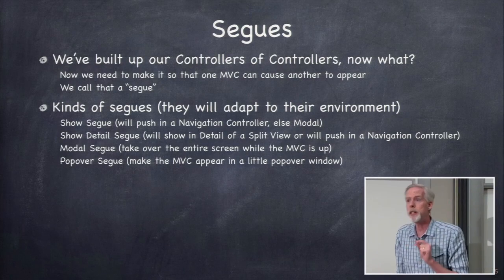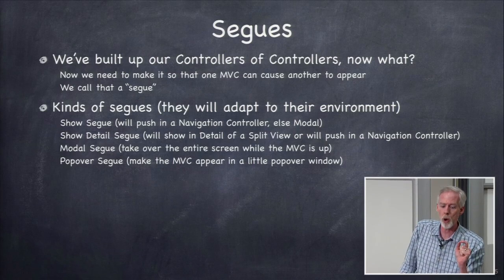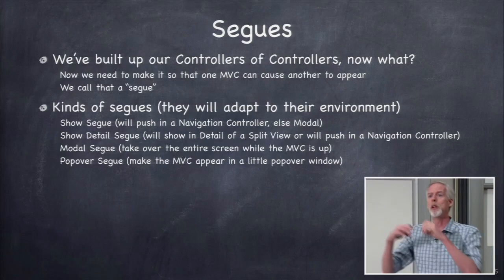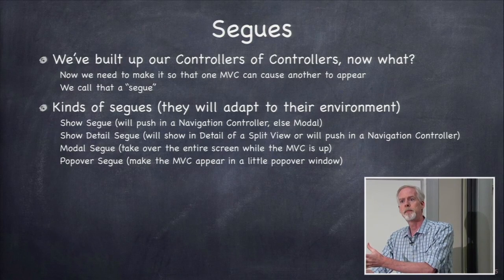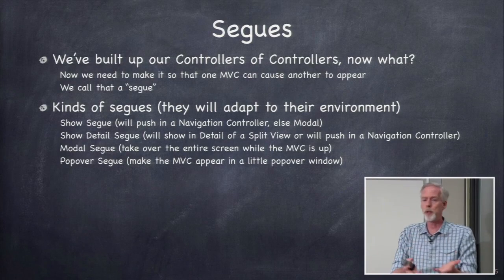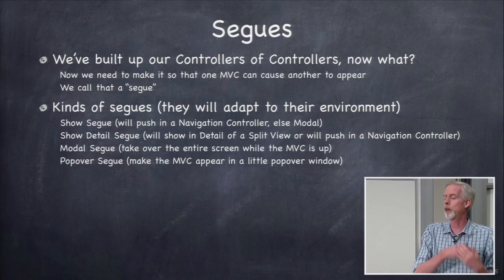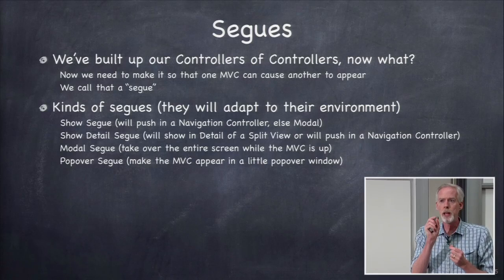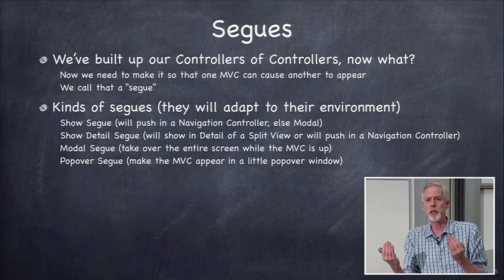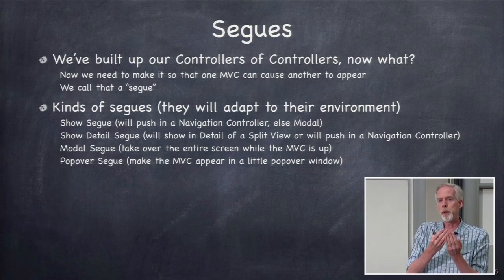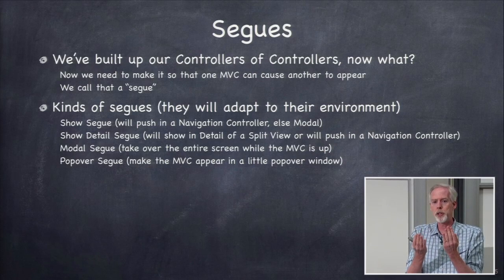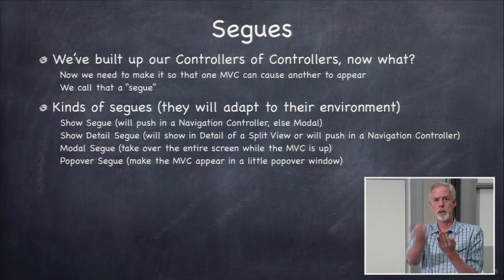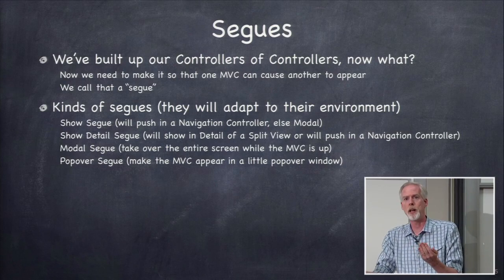Then there's show detail segue, very similar to show. The only difference with show detail is that if you happen to be in a split view controller, it will show this MVC as the detail. Otherwise, if you're in a navigation controller but not in a split view controller, it just pushes it on the stack just like a show would. So show detail, tiny difference there. It's just about split view. So it really helps you when you're in a split view decide: if the master's in a navigation controller, do you want the thing you're segueing to to slide on the master, or do you want it to appear in the detail?